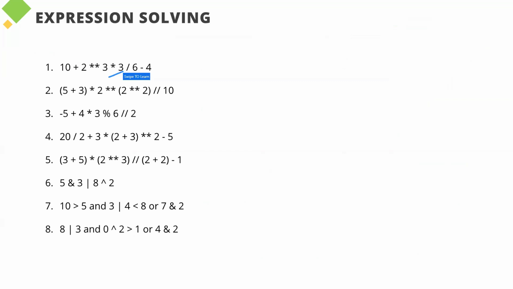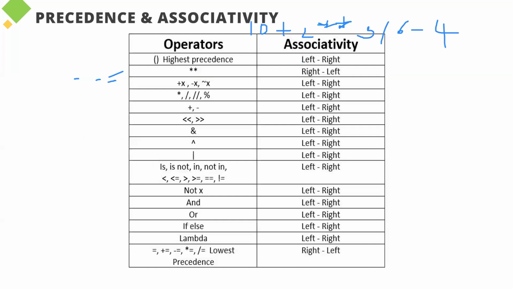Now let's solve the first expression: 10 plus 2 star 3 divided by 6 minus 4. So what are the operators here? Plus, exponential, multiplication, division. Let's go back to the previous slide and see. Firstly, star, like exponential, has to be done first, and then multiplication, division, and then plus, minus.